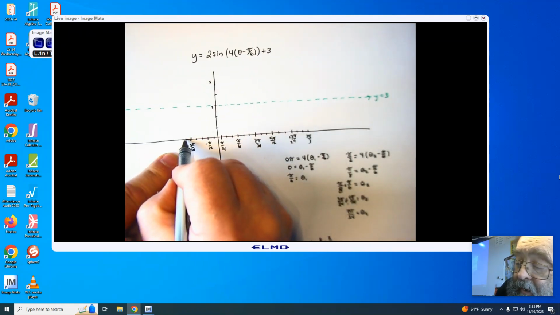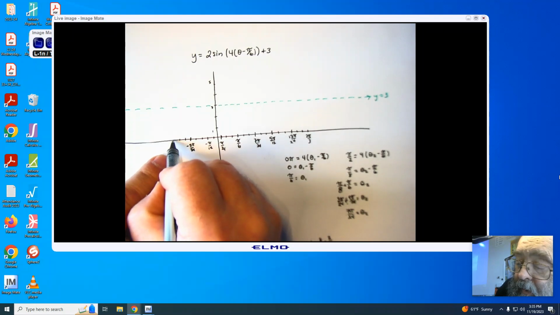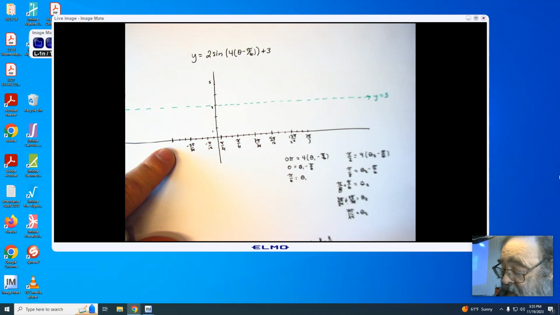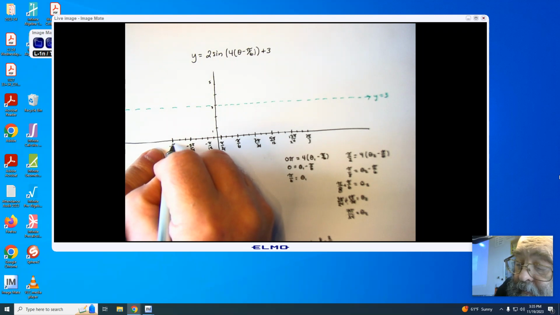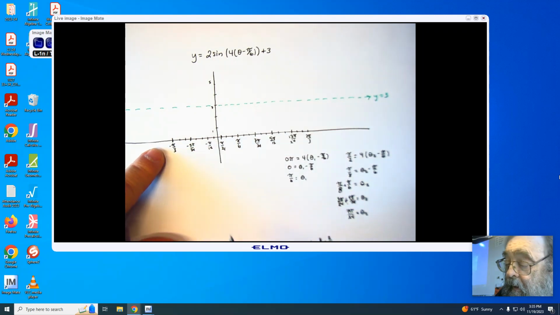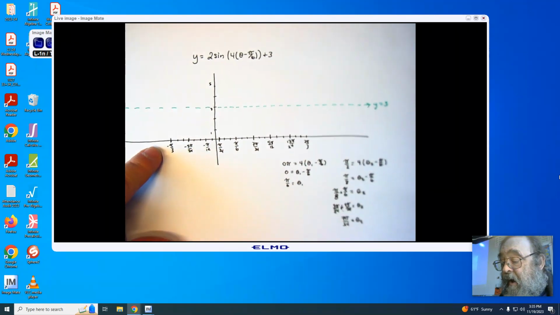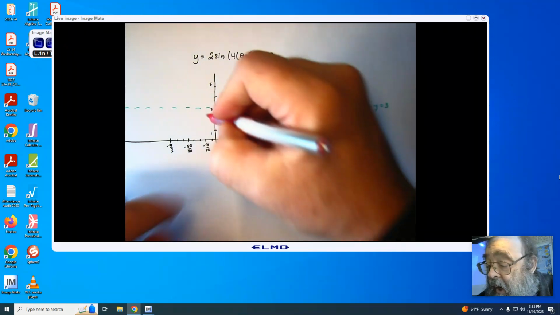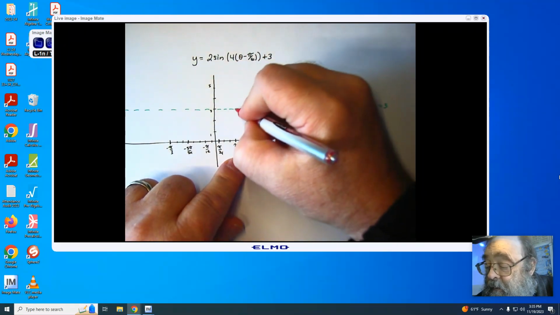Subtracting another 3, 1, 2, 3 is going to give me negative 8/24ths. Let's just make sure I get that one. That's going to be dividing by 8, which gives me negative 1/3 of pi. And I now have 2 periods identified.